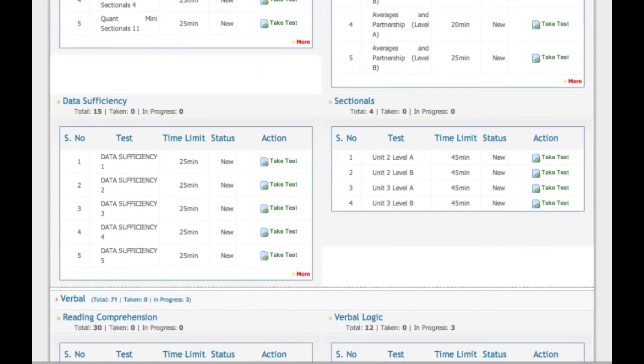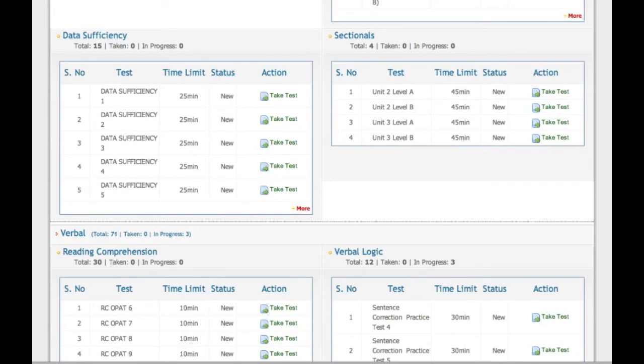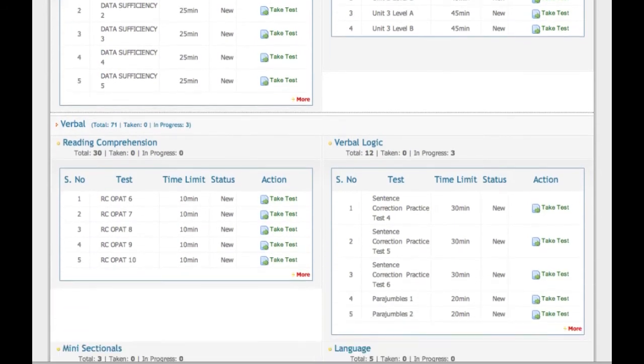Then there is data sufficiency, which is application. Now that you've learnt a lot of topics, or you've covered a lot of topics, data sufficiency will play its game here. There are sectional tests, which is again combining a couple of topics. And then there is verbal.